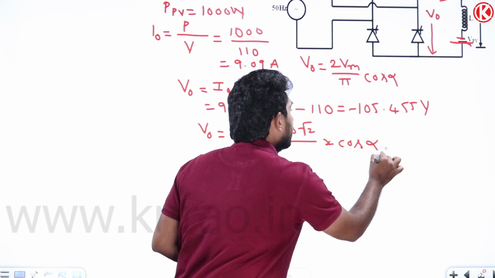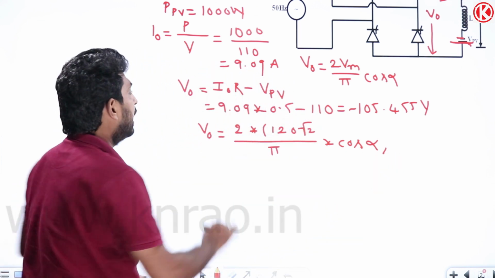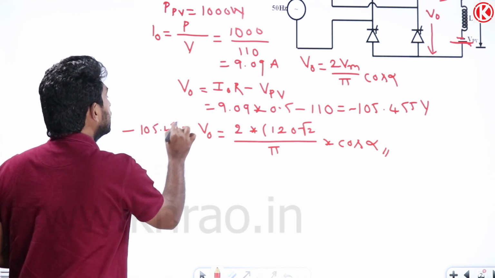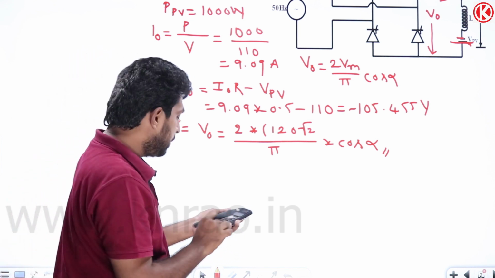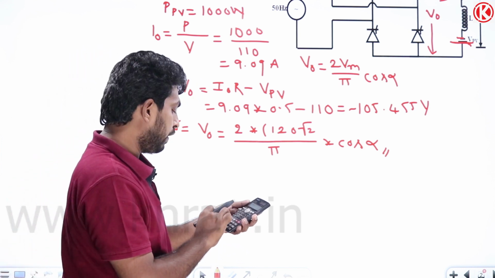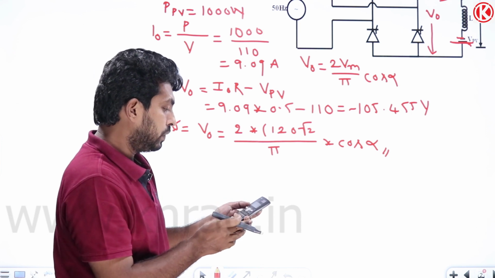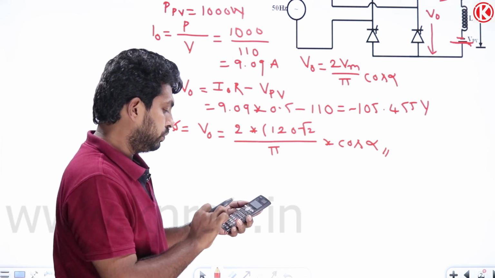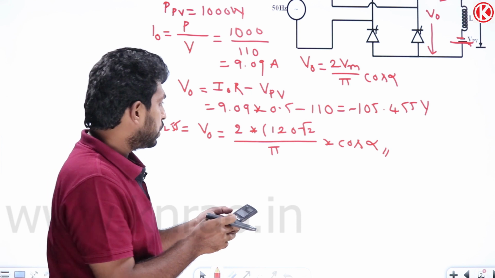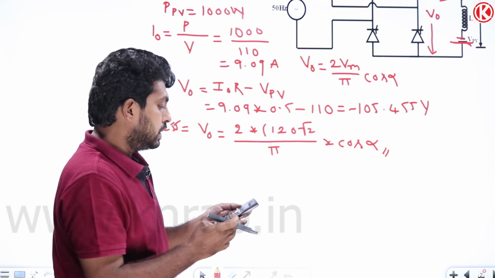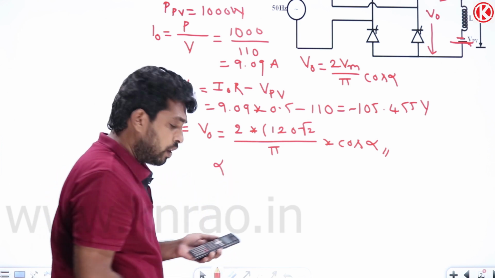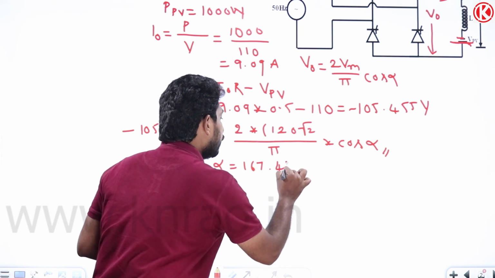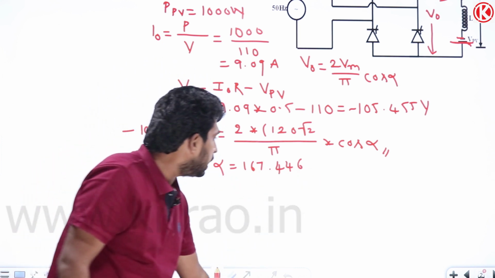So we need to find alpha here. What is V naught here? Minus 105.455. So alpha is the cos inverse of minus 105.455 into pi divided by 2 into 120 root 2. So we got alpha as 167.446 degrees. Now we got the alpha value.